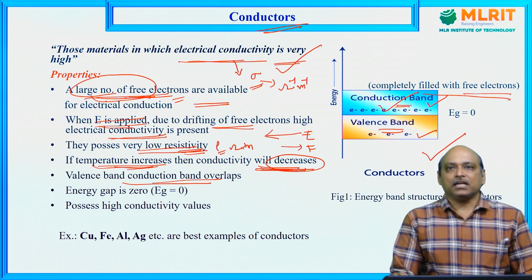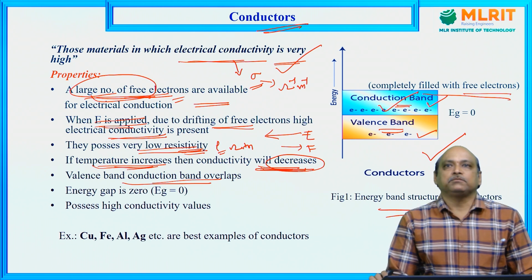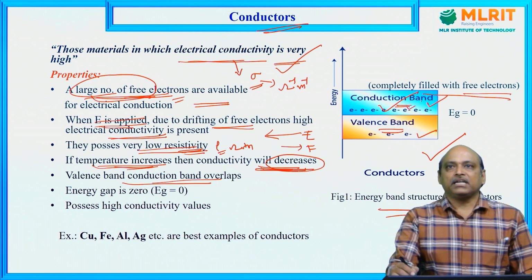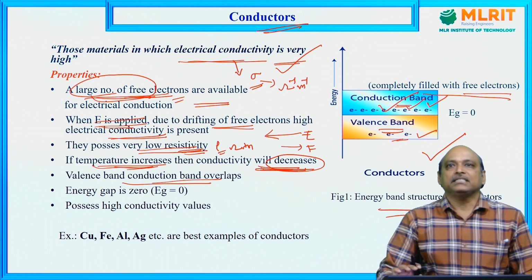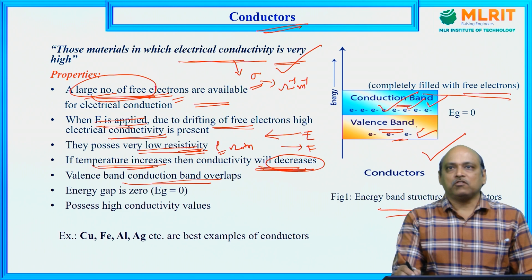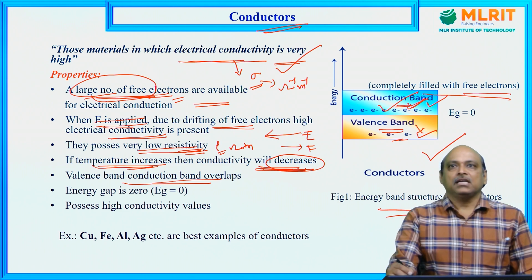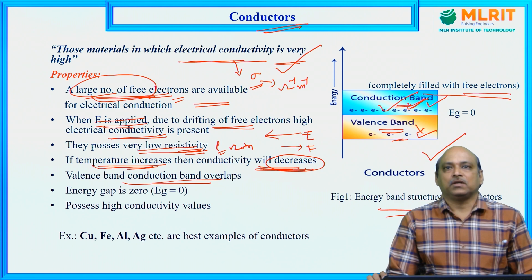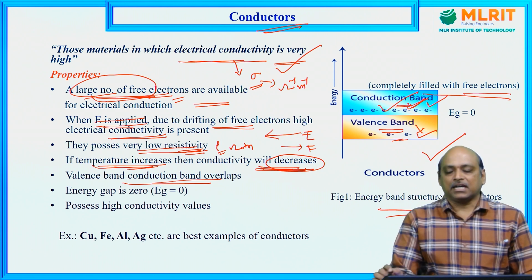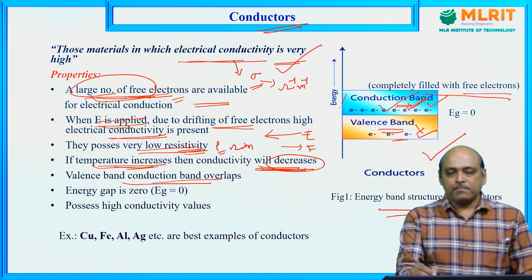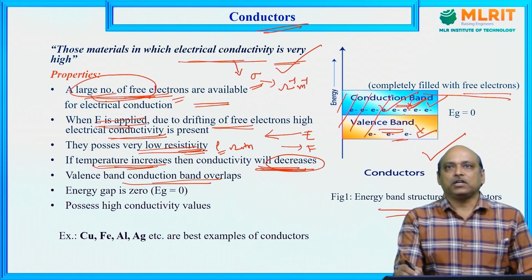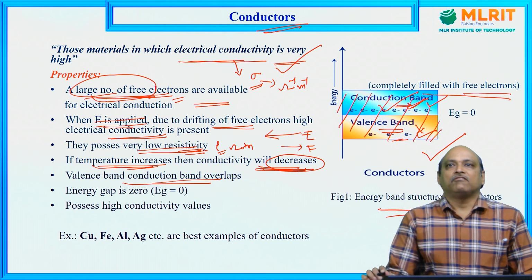Now, looking at the energy band structure of these materials, the conduction band is completely filled, whereas the valency band is completely empty of free electrons. No free electrons are available here. Whatever electrons are there are all conduction electrons, free electrons only. That's why in these materials, we can say that the conduction band is going to be overlapped on the valency band.